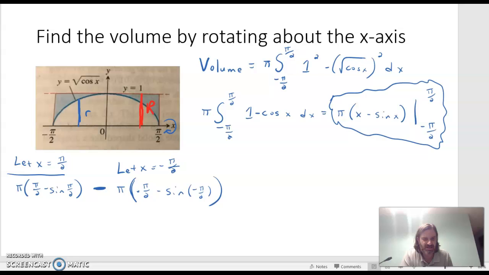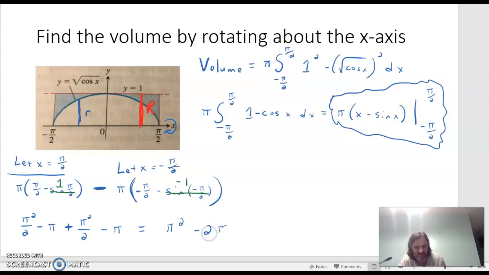So a couple of things here. The sine of pi over 2 is 1. So in the first statement, when I distribute my pi through, I will have pi squared over 2 minus pi. In the second part, the sine of negative pi over 2 is negative 1. So when I distribute negative pi times negative pi over 2, I will have positive pi squared over 2. And then negative pi times negative 1, so that's three negatives, will be minus pi. Everything comes together as pi squared over 2 plus pi squared over 2, which gives 2 pi squared over 2, or pi squared, and then negative pi and negative pi give negative 2 pi. So that's an exact volume: pi squared minus 2 pi.